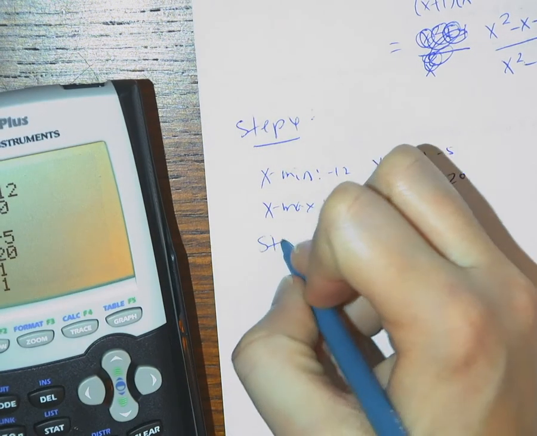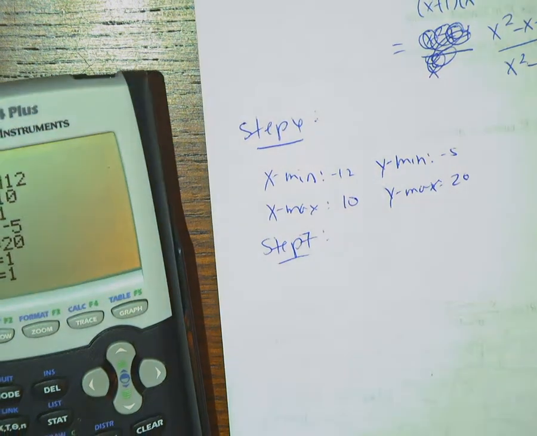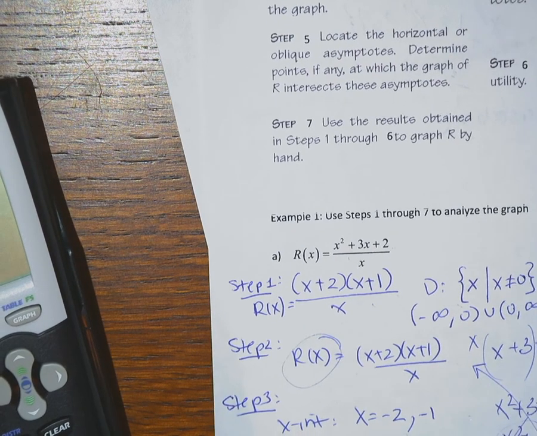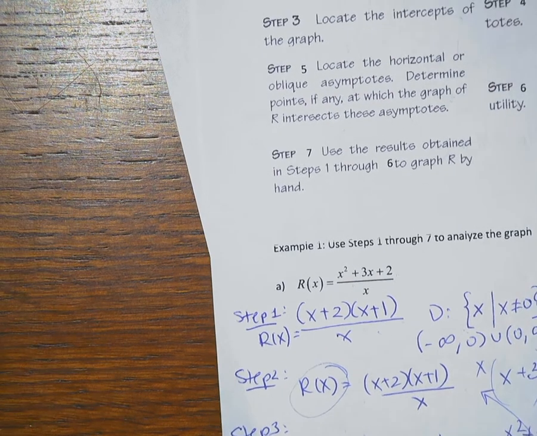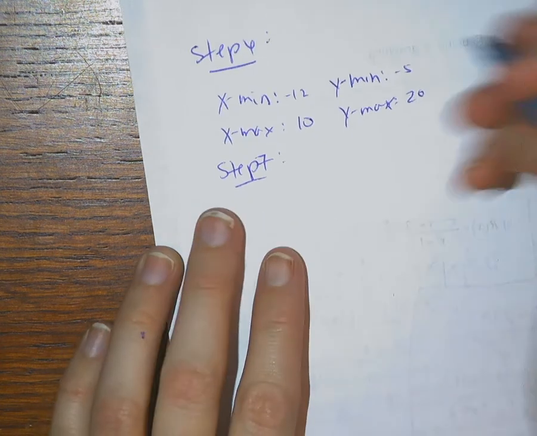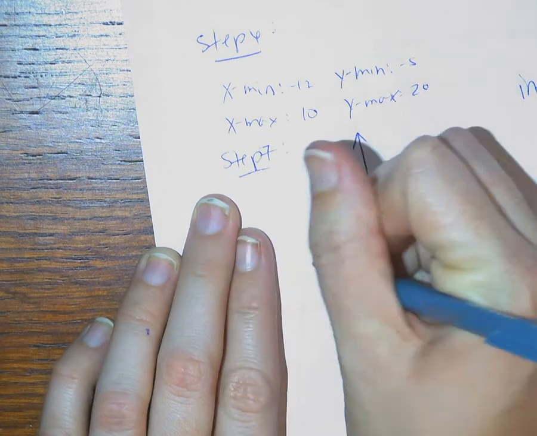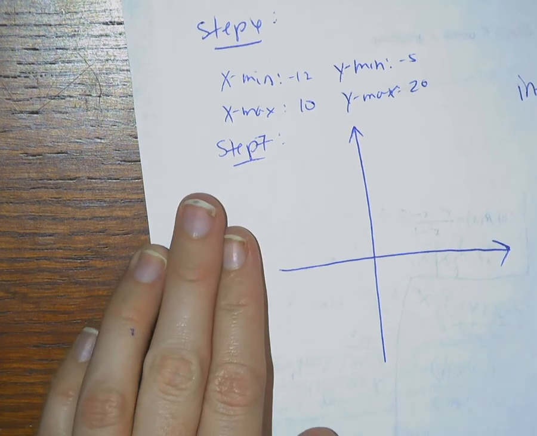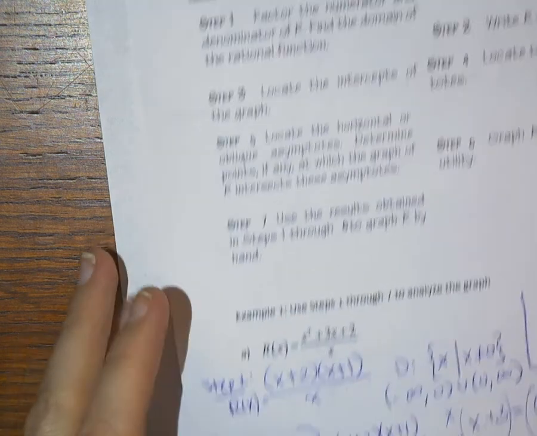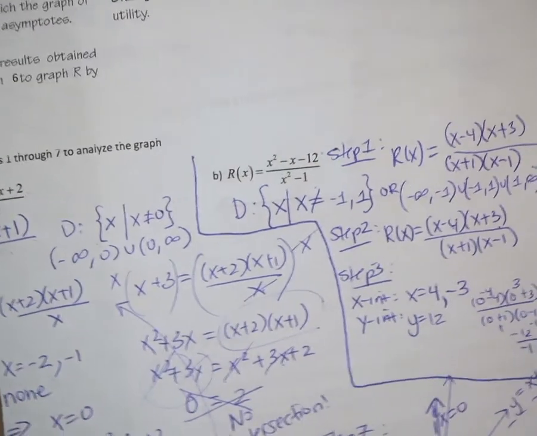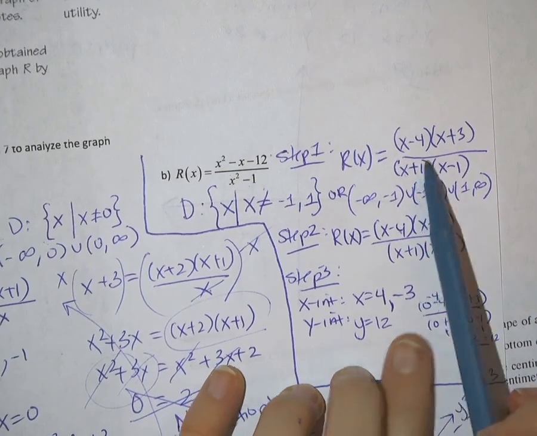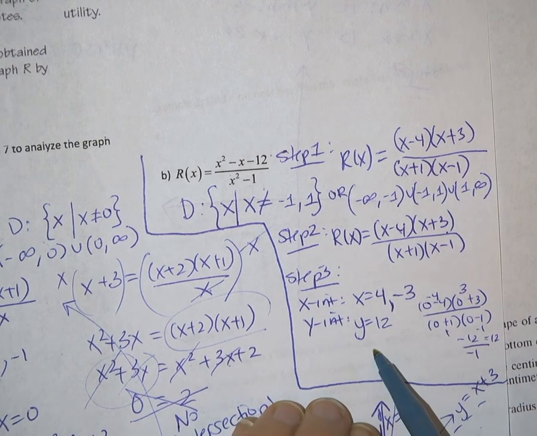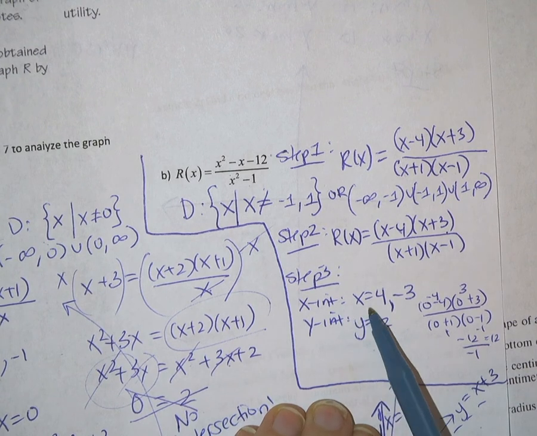Last step, step 7, we remember is to use the information from above to graph our rational function. Okay, so we make our graph here. Beautiful. Okay. And then we work our way down. So we go back to our original information. We look at our domain. We should not have negative 1 or 1. We look at our intercepts. So I need to plot an x-intercept at 4 and negative 3.